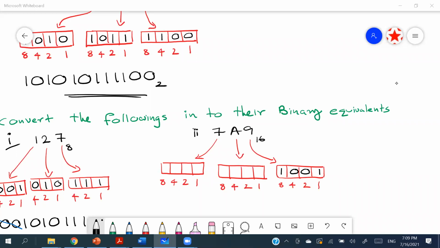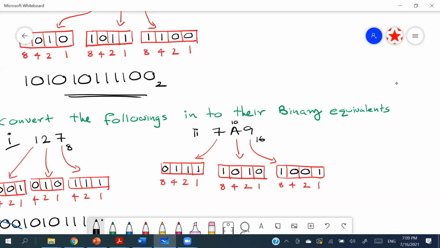A means 10, right? This is 10. So how are we going to create 10? 8 plus 2 is going to give you 10. So other places are going to be zeros. So 7 is going to be 4 plus 2 plus 1. So 0 is there on the 8.